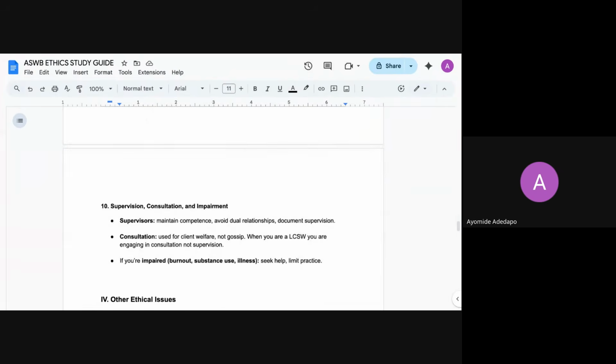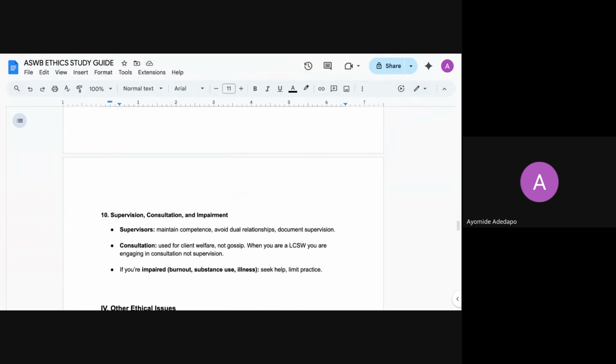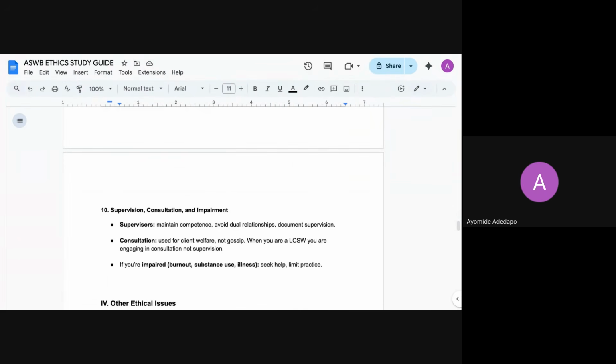Now, supervision, right? When you are a supervisor, you maintain competence, you avoid dual relationships, you document supervision, whatever you're talking about with your supervisee, you document it, right? And it's also important as a supervisee to document what your supervisor said, right? With consultation, consultation is used for client welfare, not gossip. When you are LCSW, you are engaging in consultation, not supervision. Remember that there's a difference. I discussed the difference in the beginning of the video, right?